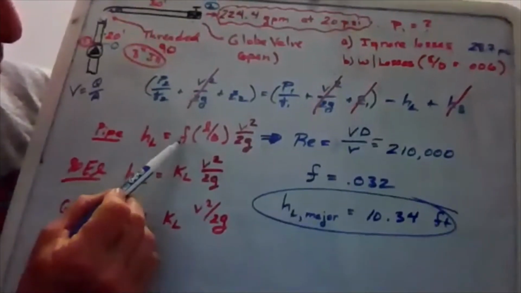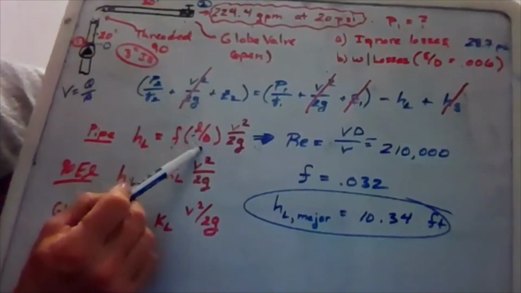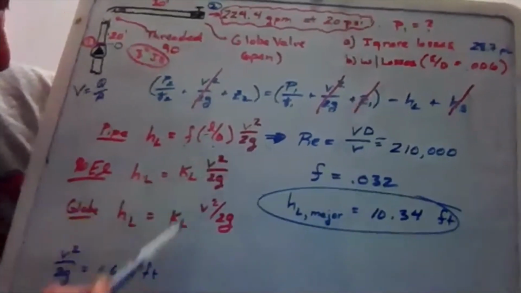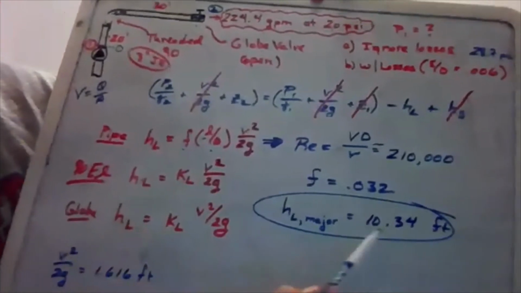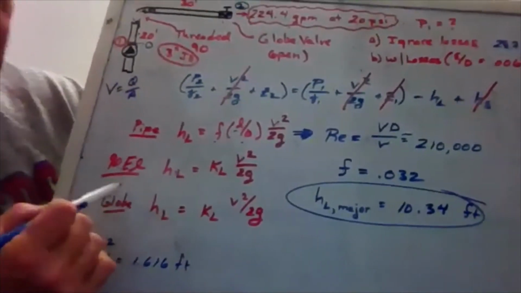So f is 0.032, L over D, 50 feet of pipe, diameter of 0.25 feet, and V squared over 2g is 1.61. Let's go with 10.34 feet. And now let's move on to the elbow and to the globe valve.